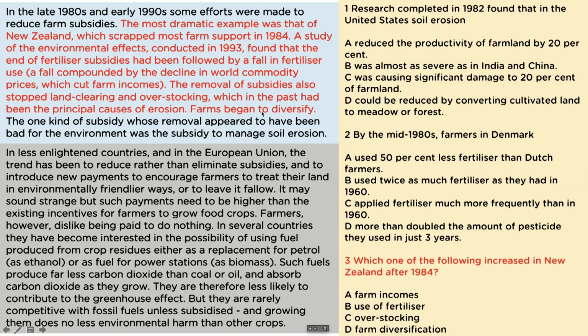Farms began to diversify. Okay, so this little sentence here, this 5-word sentence, farms began to diversify, is the key sentence because that's the thing that increased after 1984. So let's look at the answer options. Farm incomes stopped or decreased. Use of fertilizer decreased. Overstocking stopped. Farm diversification began to diversify. In other words, it increased. So the answer is D.